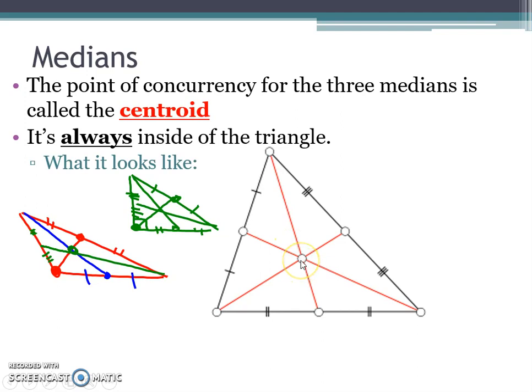So if you have a median, you go from the vertex, and here, and then right here, this is the centroid. You have here, here, here, that's the centroid. Where they meet and party, that's the center, the centroid. So this is a median, this is a median, this is a median, because of the marks here. And this point right here in the middle, where they concur, intersect, meet, is the centroid.